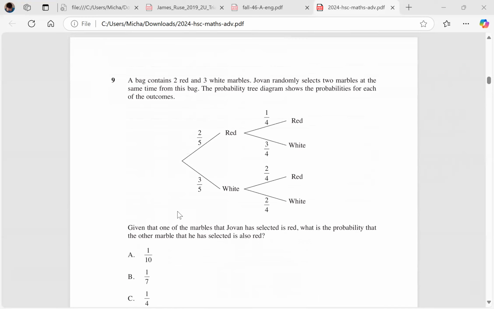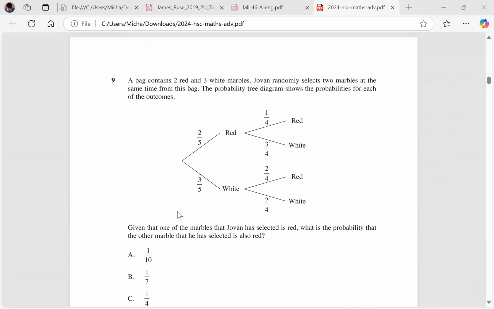Okay, so a bag contains 2 red marbles, 3 white. I think we've done this kind of thing before. Jovan randomly selects 2 marbles at the same time from this bag. The probability tree shows the probability for each of the outcomes. Given that one of the marbles that Jovan has selected is red, what is the probability that the other marble he has selected is also red?